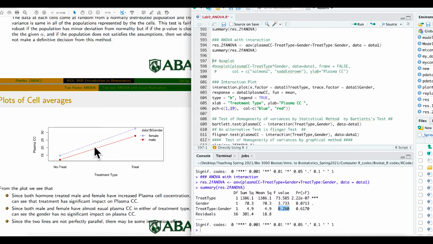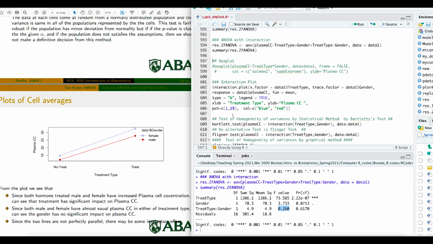what goes inside the graph. Okay, so plasma CC is the Y level, which is the real value of the averages, right? And then we have the trace factor, seen here. Trace factor one is male, another is female, so gender is the trace factor. The trace factor is data1 dollar sign gender, and the response is data1 dollar sign plasma CC. The response is the y variable here. The function is mean, because we will be presenting the mean here.